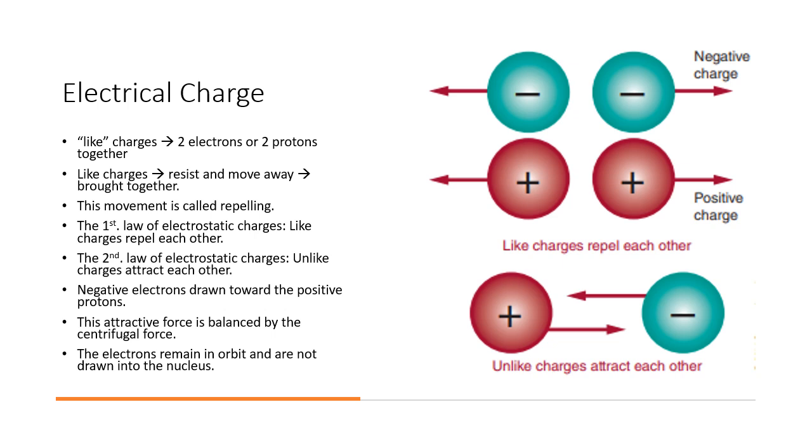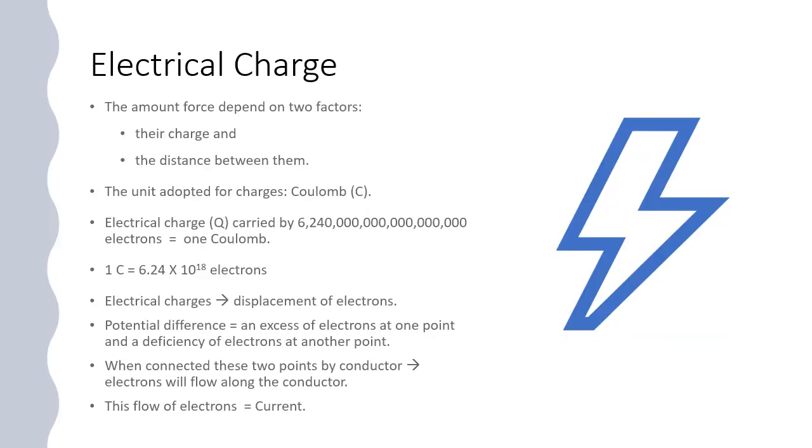According to the second law of electrostatic charges, unlike charges attract each other. The negative electrons are drawn toward the positive protons in the nucleus of an atom. This attractive force is balanced by the centrifugal force caused by the electron's rotation about the nucleus. As a result, the electrons remain in orbit and are not drawn into the nucleus. The amount of attracting or repelling force that acts between two electrically charged bodies depends on two factors: their charge, and the distance between them.